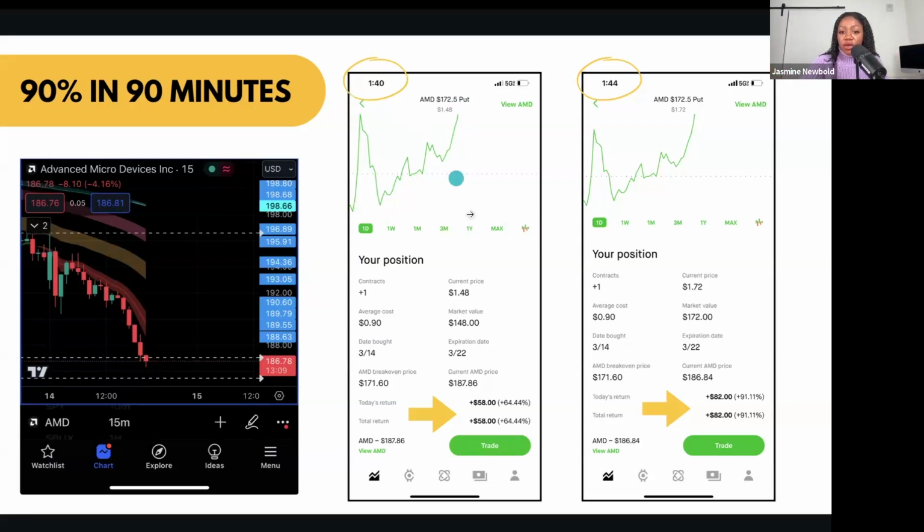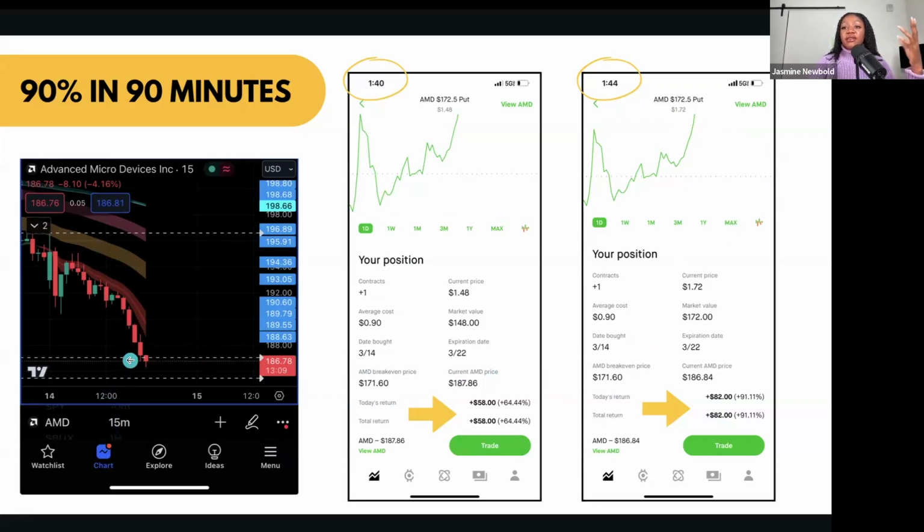The current price at 1:40 was $148. And that's represented here with the market value, $148. So I'm up right now 64%. I'm up $58 after spending $90 on it. 4 minutes later, I'm up 91%. Only 4 minutes. This is a 15-minute candle.